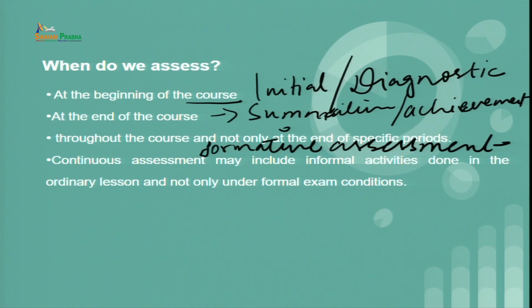Now coming to the concept of continuous assessment, it may include informal activities done in the ordinary lesson and not only under formal exam conditions. It usually happens that when the teacher wants to know if a particular short-term goal is achieved or not, the continuous assessment is often regulated, and this helps the teacher and the learner to know the progress at that particular point of time. So it is quite time bound, and it helps us to know whether we are moving towards the short goals, and when the short-term goals are covered, this will ultimately lead to the long-term goals.